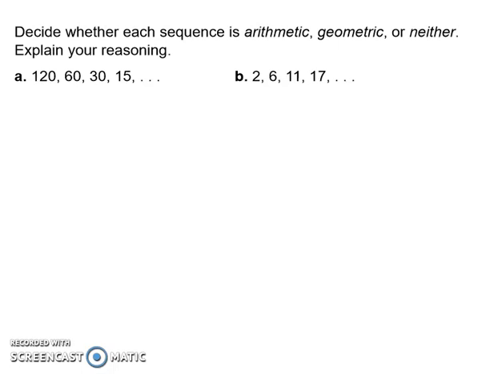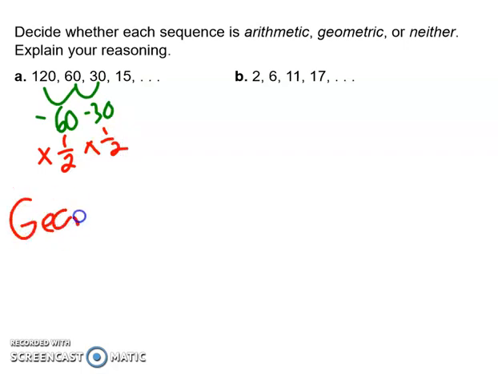The way that I do it is I say, okay, if I go from 120 to 60, what happened? I subtracted 60. I also divided by 2, right? Or we want to be a little bit fancier, we also multiplied it by a half. We want to see which of these two, the green or the red, is going to be in the next set. Well, from 60 to 30, I subtracted 30, but I still multiplied by a half. So since I'm multiplying by a common ratio, this is going to be geometric.